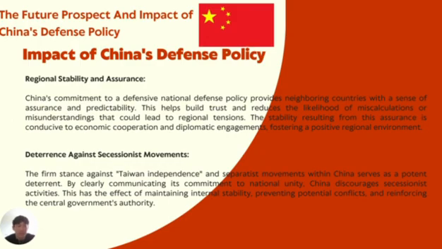And next is the deterrence against secessionist movements. The firm stand against Taiwan independence and separatist movements within China serves as a potent deterrent. By clearly communicating its commitment to national unity, China discourages secessionist activities. This has the effect of maintaining internal stability, preventing potential conflicts, and reinforcing the central government's authority.